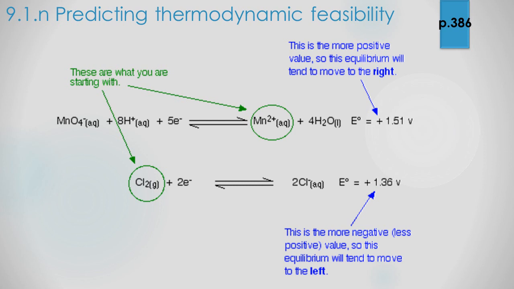In order to explain it more, check this out. These are basically what you're starting with, the ones in green circles. You're starting with Mn2+ and Cl2. The value of the E0 of the couple MnO4-/Mn2+ is more positive. So the equilibrium in the first half reaction will shift to the right rather than to the left. So Mn2+ is not easily oxidized. However, in the second reaction, the E0 is more negative compared to the E0 of the MnO4-/Mn2+. Therefore, the equilibrium in the second half reaction will lie furthest to the left. So therefore, Cl2 cannot oxidize Mn2+.